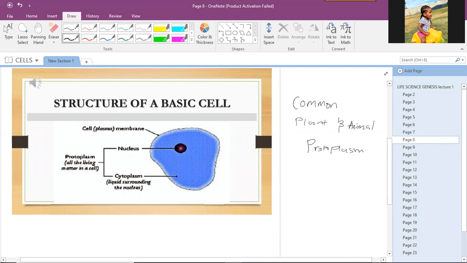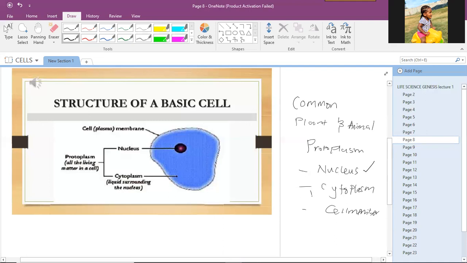Protoplasm. And those three basic structures consist of the nucleus, the cytoplasm, and the cell membrane. So whether you're an animal cell or a plant cell, you need a nucleus, because that's where your instruction center is. This is the brain of the cell. It's the one that tells the cell to do everything.